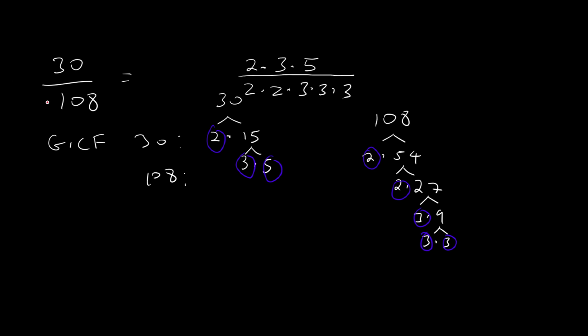What we do next is cross out. Let's cross out one 2 here and one 2 over here. Let's cross out one 3 here and one 3 here. Now we will have 5 in the numerator.